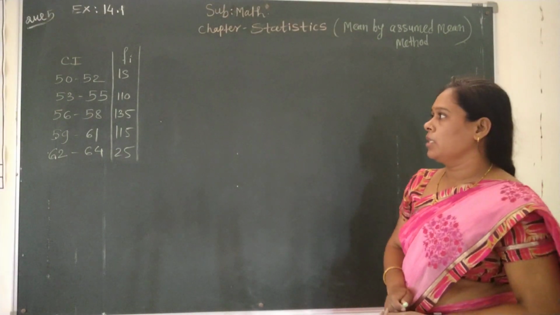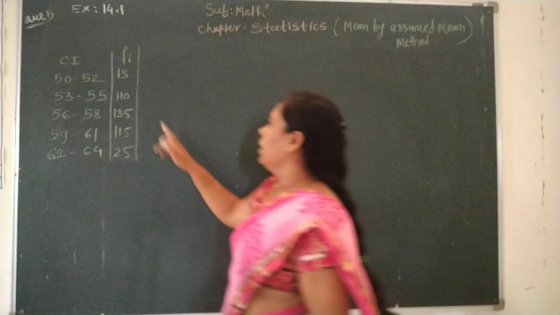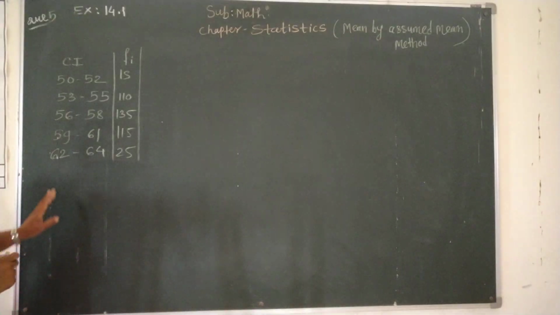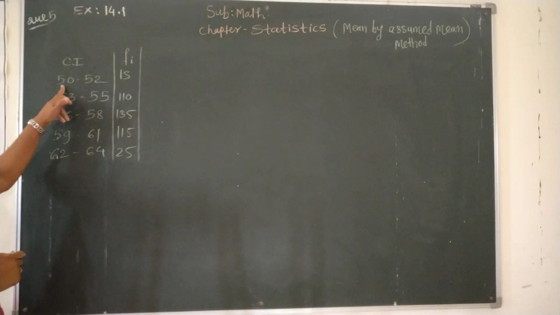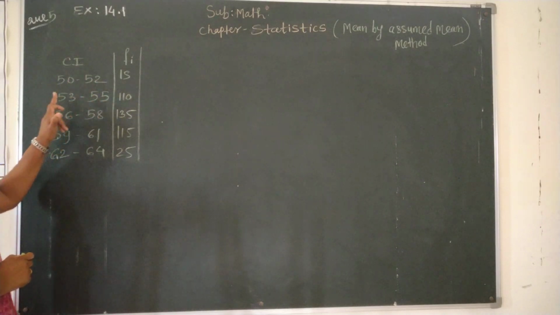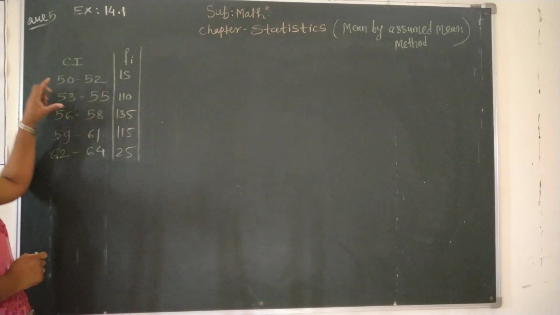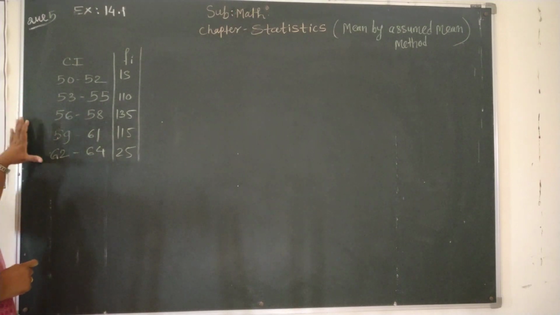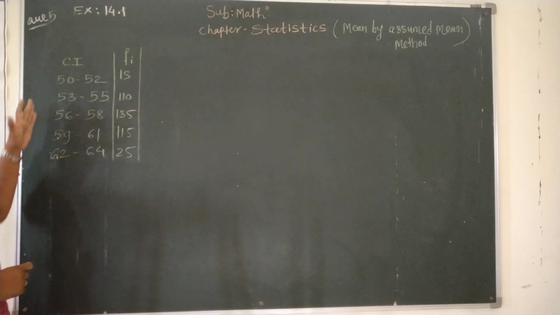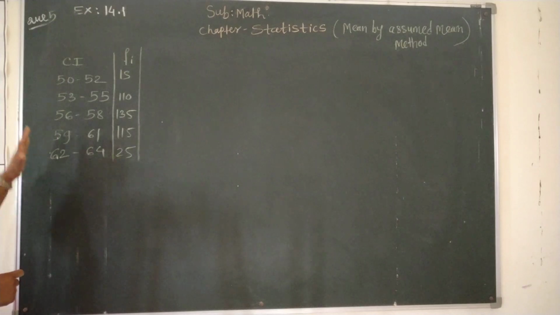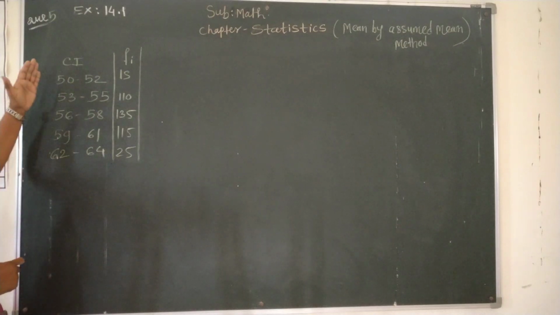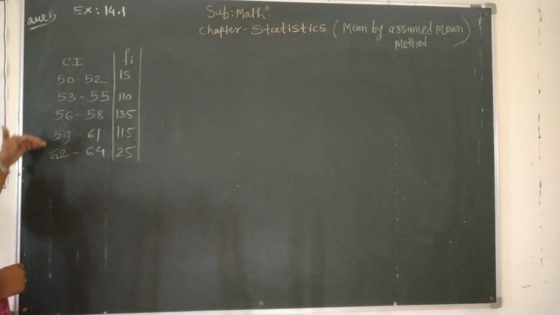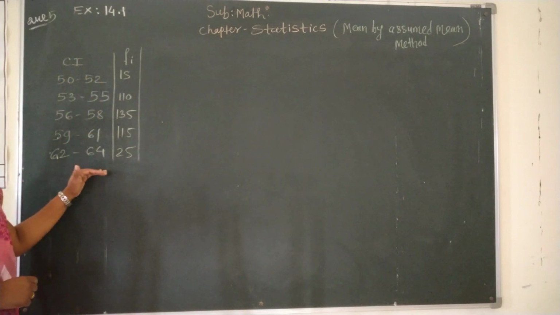Now see the data. Class intervals are given, fi is given. Now here see the class intervals 50 to 52. Next class is 53 to 55. Means the classes are not continued. These classes are discontinued. Firstly, write them in the continued form. To write the continued form, these are the lower limits and these are the upper limits.